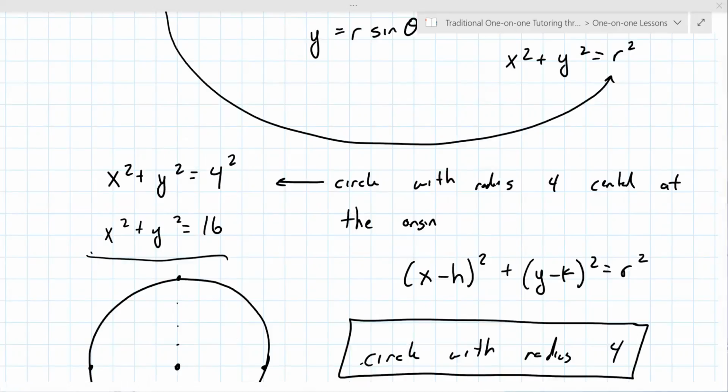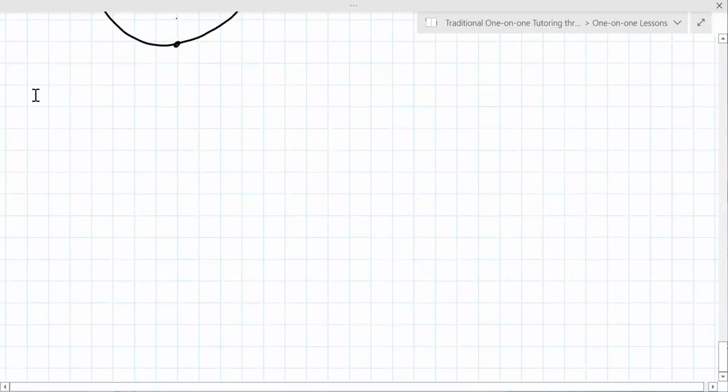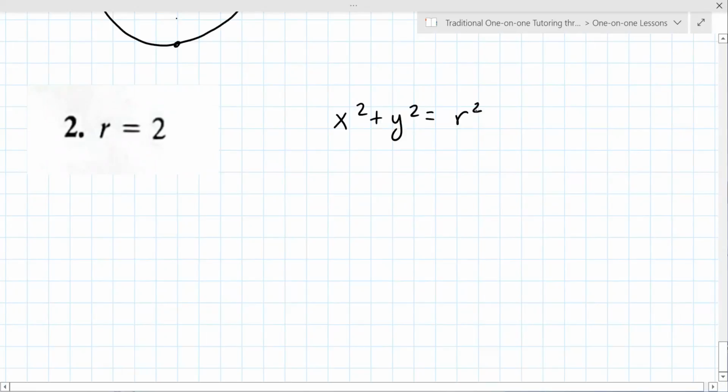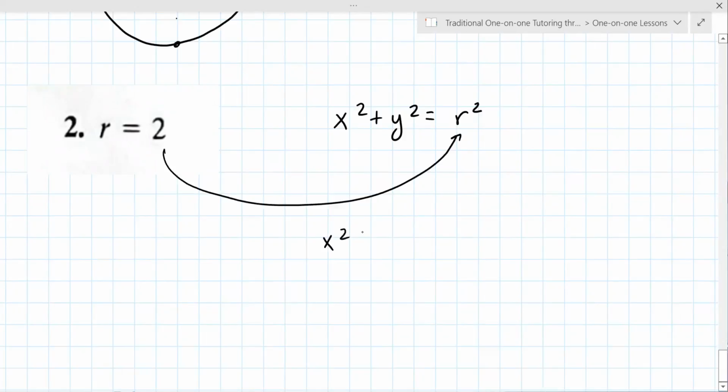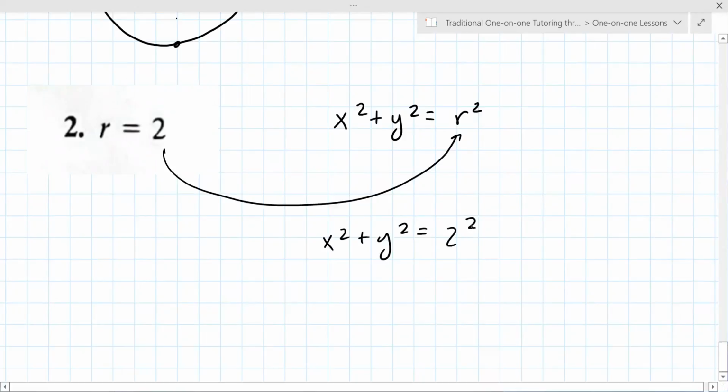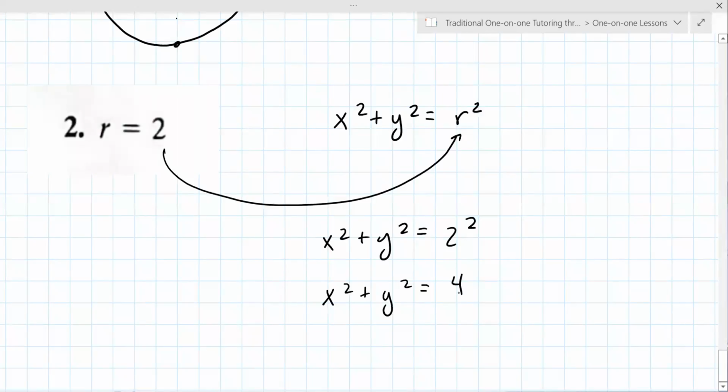Okay. So number two is just like number 1. Let's go back and look at it. Grab number 2 here. So this says R equals 2. X squared plus Y squared equals R squared. So this means that the radius is 2. The problem is saying R is 2. It's a circle with radius 2 centered at the origin.